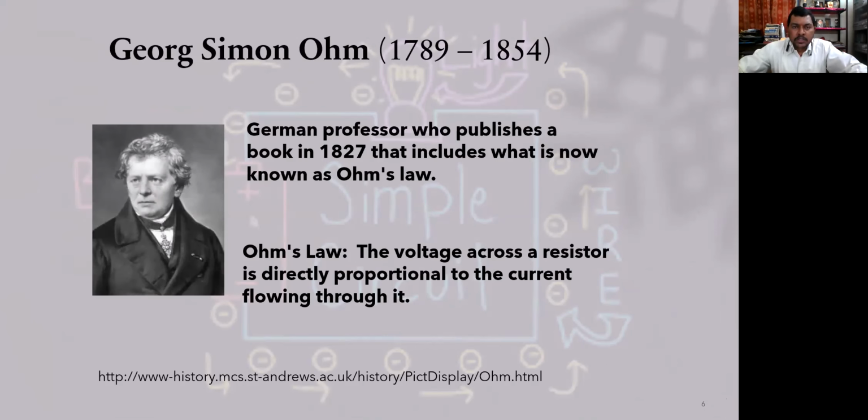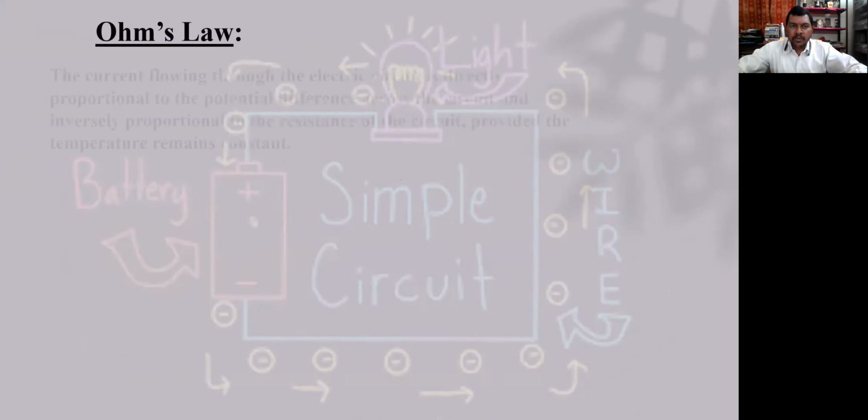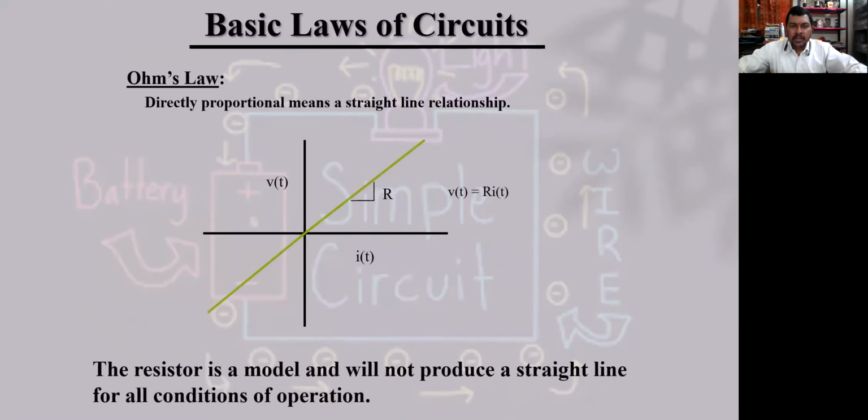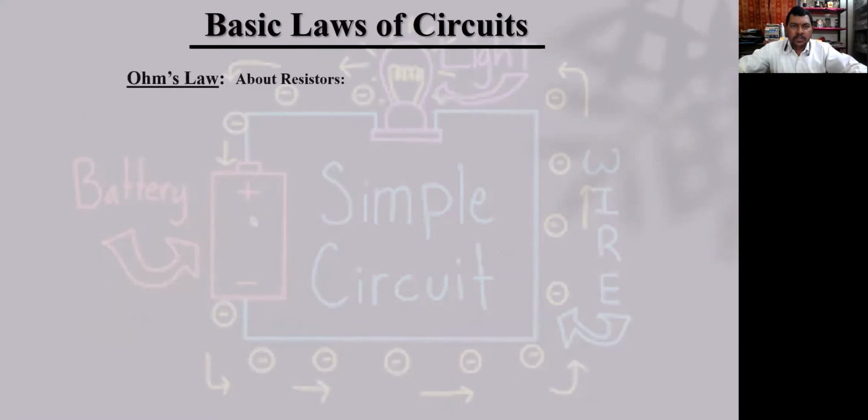George Simon Ohm was the inventor of Ohm's law. He gave the law that the voltage across a resistor is directly proportional to the current flowing through it. Then we studied Ohm's law in relation to power, and then we did this graph, which shows a linear relation between voltage and current: the voltage is directly proportional to the current, and it is shown by a straight line.